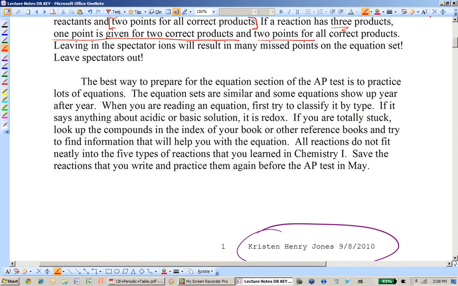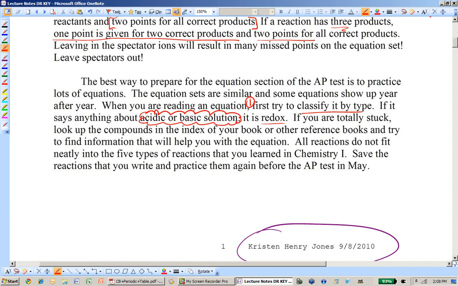So when you're reading an equation, first step is to try to classify it by type. So we're going to go through these by type. By type, I mean double replacement, single replacement, anhydrides, redox. If it says anything at all about acidic or basic solution, it's acidified, it's alkaline, it's code for basic, then it's going to be redox. And if you're totally stuck, just look up the compounds in the index of your book when you're practicing or other reference books and try to find information that's going to help you with the equation.